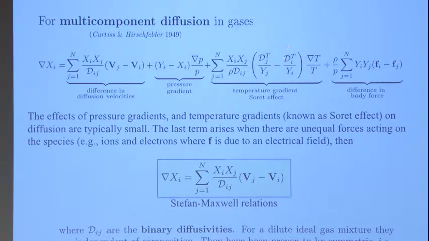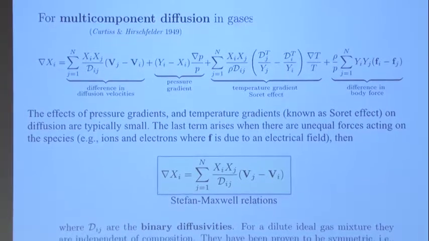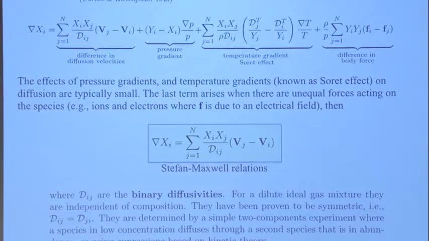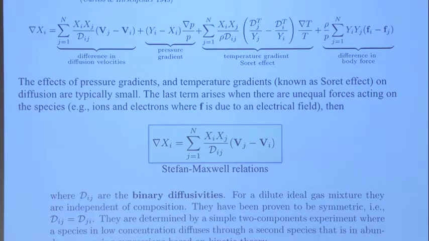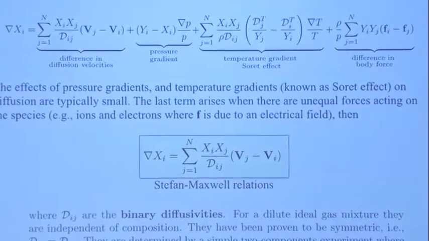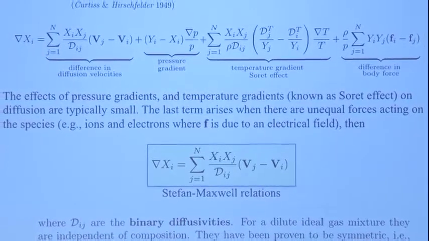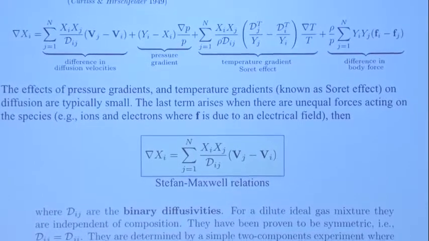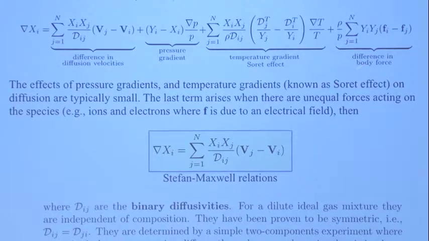We're going to neglect that in these lectures. The last term arises when there are unequal forces acting on the species. For example, and I mentioned that earlier, if you have ions and electrons, which due to some electric field have different forces acting on them, then the difference between them causes some difference that leads to a change in concentration. Again, we're not going to discuss those effects.